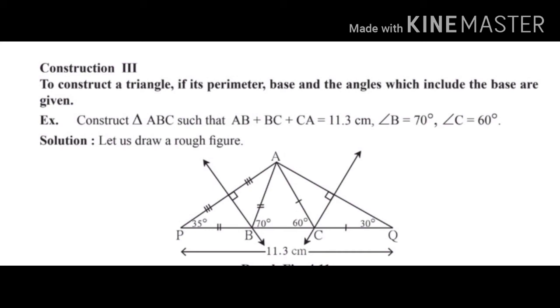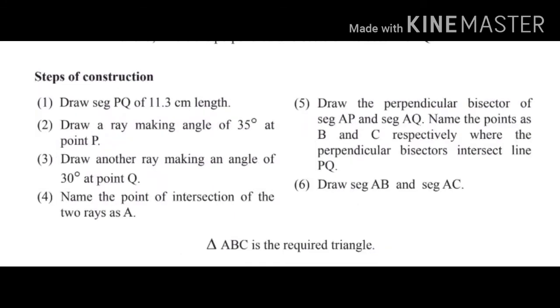See here one example. Construct triangle ABC such that AB plus BC plus CA is equal to 11.3. AB plus BC plus CA equal to 11.3 is nothing but the perimeter. The sum of all three sides of a triangle is called the perimeter. So here the perimeter 11.3 is given to you, angle B is 70 degrees and angle C is 60 degrees. On the basis of this information we have to construct triangle ABC. Now the question is how to construct this type of triangle.